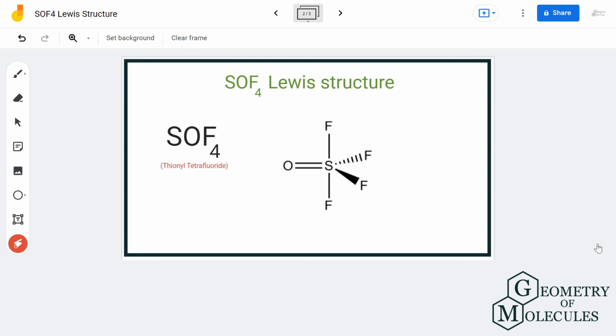And now if you calculate the formal charges of all the atoms in this molecule, you will come across a formal charge of 0 for all these atoms, and hence this is the Lewis structure for SOF4 or OSF4. I hope this video helps you to understand that.